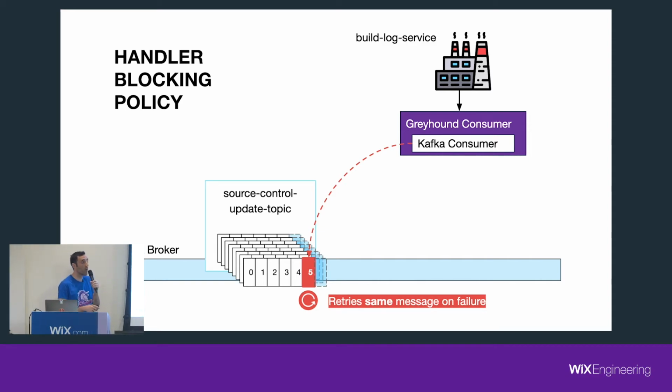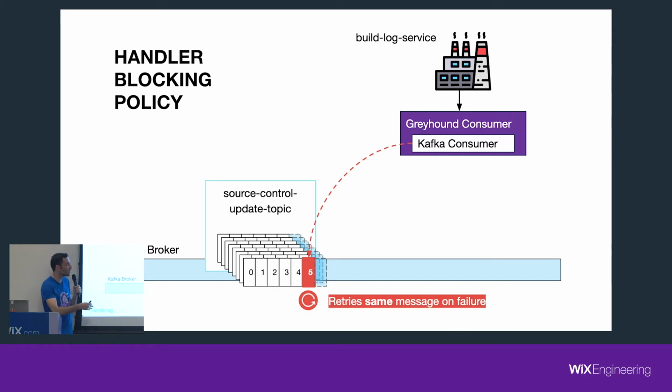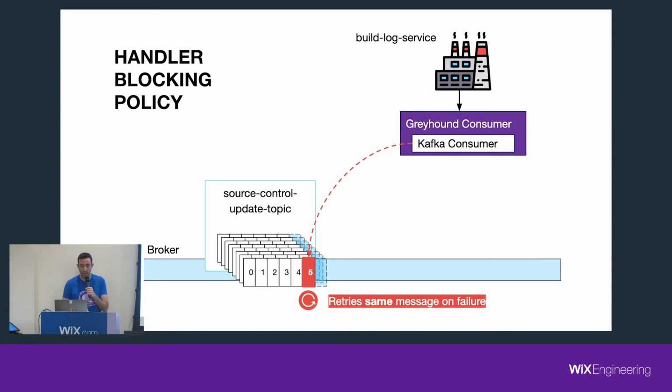Here we have the build log service that puts all kinds of metadata information about our build situation in order for other services to consume. And it consumes updates from GitHub, from the source control update topic. And it mustn't process this out of order, because then there'll be some corruption in the state. So with Greyhound Consumer, you just specify a blocking policy, which means that the same message upon processing error will retry.